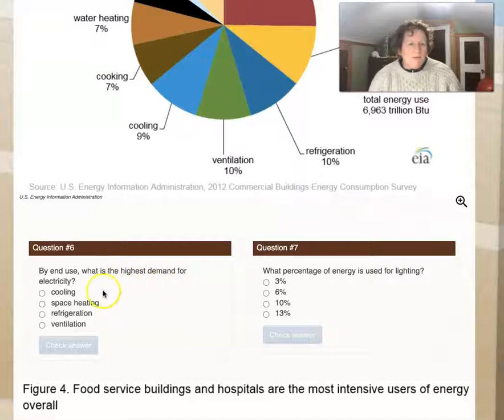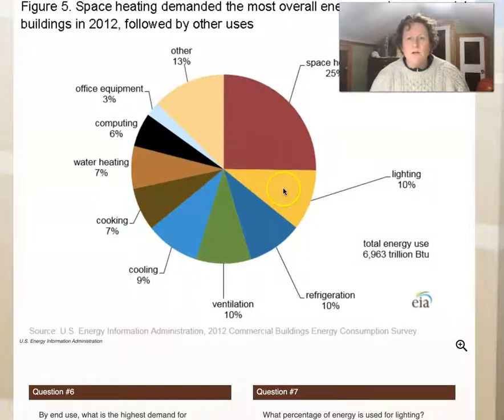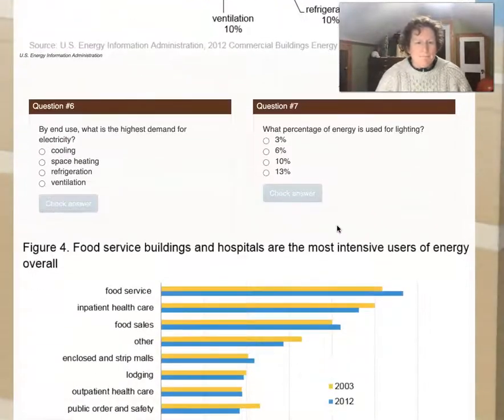So the highest demand for electricity here is space heating. What percentage is used for lighting? Well, that's the yellow chunk, and I'll let you figure out what percentage that is.